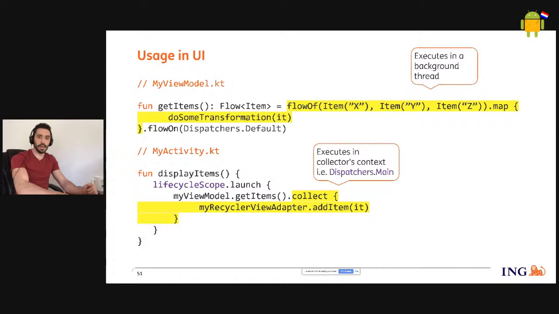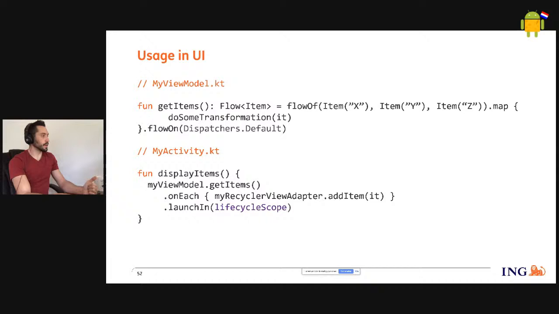And to make this code even shorter, because the whole idea of using coroutines is to not have a lot of indentation, there is a convenience function or operator called launchIn. This allows us to make this code a little bit shorter. So instead of collect, we have onEach, and then we can write our code that is executed every time there is an emission that we want to collect. And with launchIn, we say, okay, execute the collection in this scope.